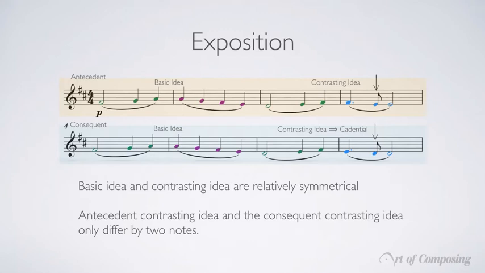Next comes the consequent. In classical form, the consequent consists of a repetition of the basic idea and then a new contrasting idea that moves into a cadence. For the consequent, Beethoven repeats just about everything with the exception of changing the last note from E to D. Now, after the consequent comes the contrasting middle.